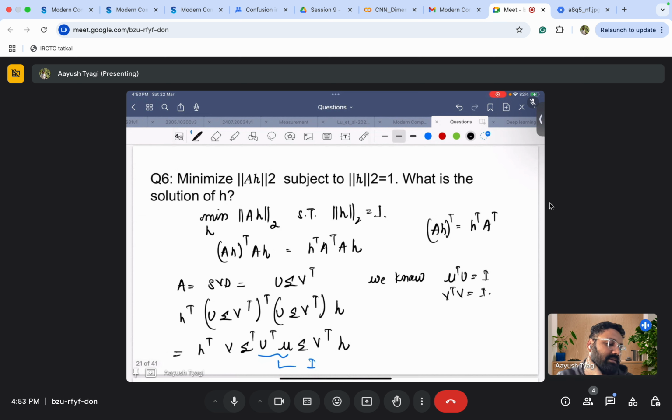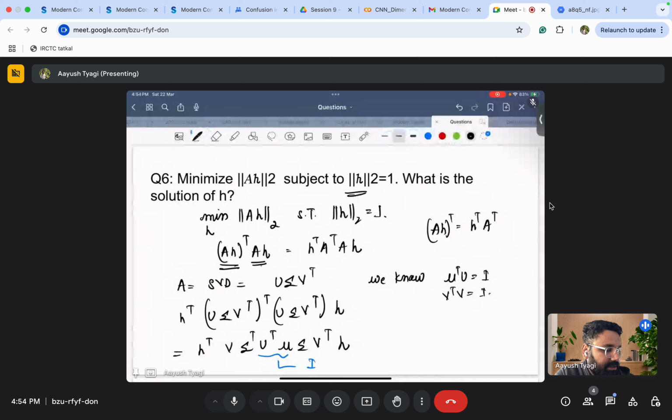Okay, so next is to minimize, subject to the norm of h being equal to 1, right? So this is covered in the class to some extent. What is happening here is you want to minimize the norm of Ah, such that the norm of h is equal to 1. So what you generally do is move it to the matrix space. Suppose a norm of 2 can be written as a transpose a. In this case you will write it as (Ah) transpose (Ah), right?